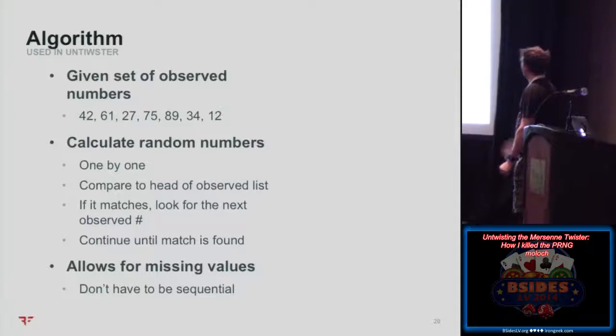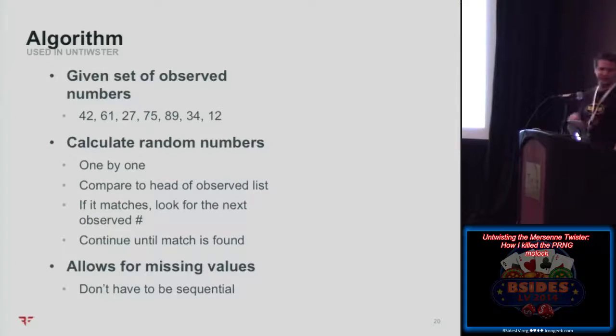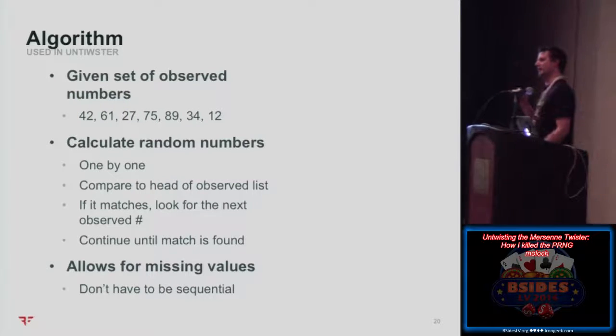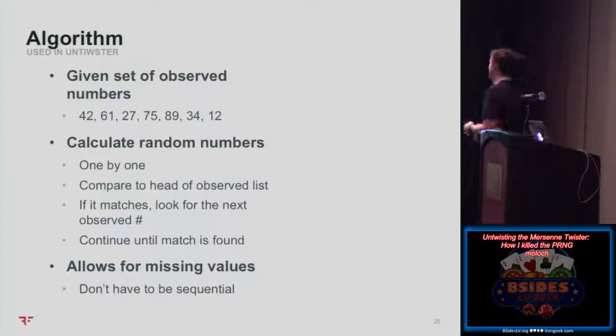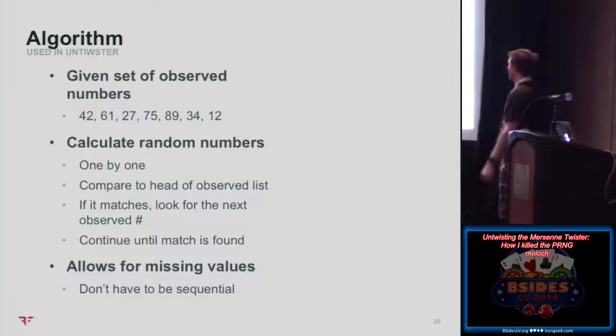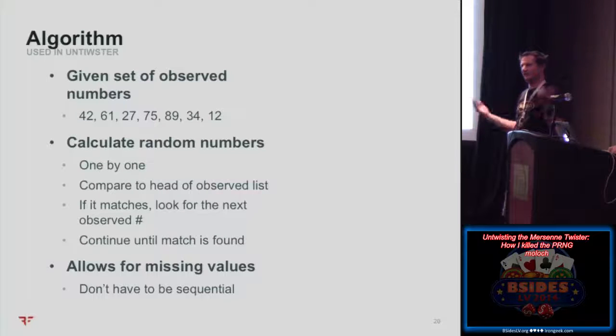So we're going to talk a little bit here about the actual algorithm that's used to check whether a particular seed is correct or not. We have a set of given numbers. Here they're just 2-digit numbers. In reality, they're going to be much larger than that, but this is a good visual aid. Like 42, 61, 27, et cetera, in case you couldn't read that. We're just going to say these are our given set of observed numbers from the random number generator.